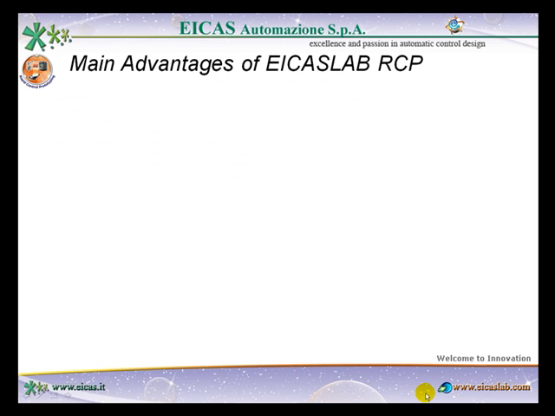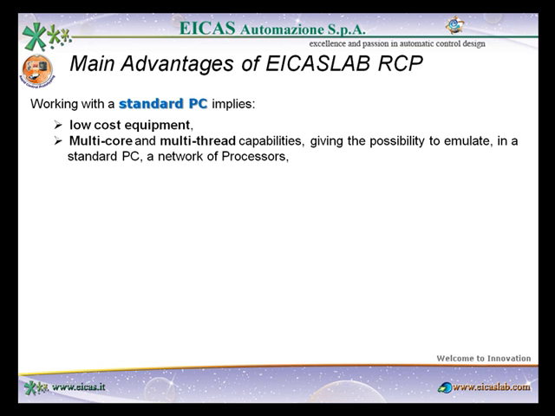We now point out some important advantages achieved with this innovative approach. Working with a standard PC and not in an embedded specific hardware implies, first of all, using low-cost equipment. Nowadays, most of the standard PCs have multi-core and multi-thread capabilities. The code generated by EICASLAB, composed by application software and basic software, exploits such a capability in order to emulate a network of processors, which typically corresponds to the final hardware architecture that, since the first operative mode, the modeling and like real-time simulation, the EICASLAB user is called to define.